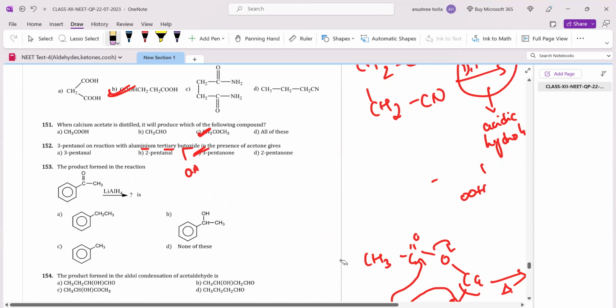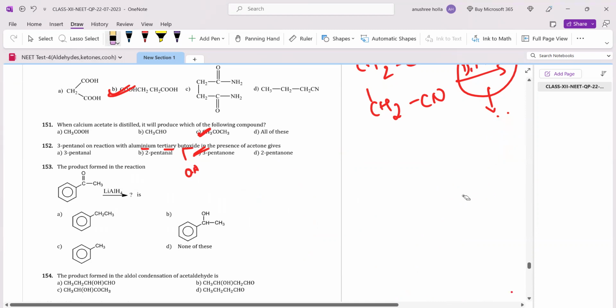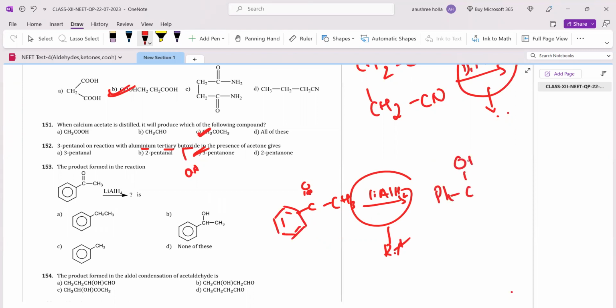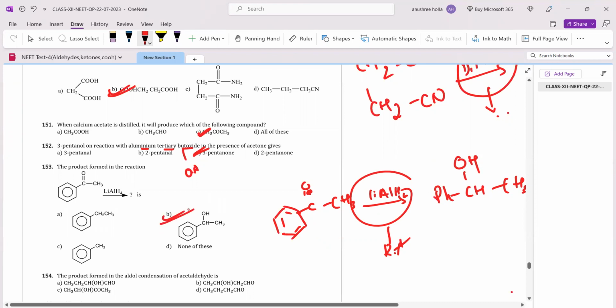So they have given acetophenone and the strong reducing agent lithium aluminum hydride. I have a ketone, and what does a ketone get reduced to? It will get reduced to alcohol. So what kind of ketone do we have? We have acetophenone. Lithium aluminum hydride acts as a reducing agent. So you just have to break this bond and add to get PhCH(OH)CH3. Simple question. You just have to reduce this. So it should be option B.